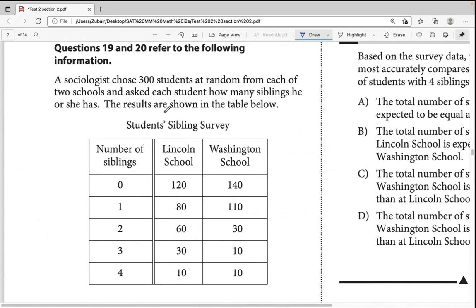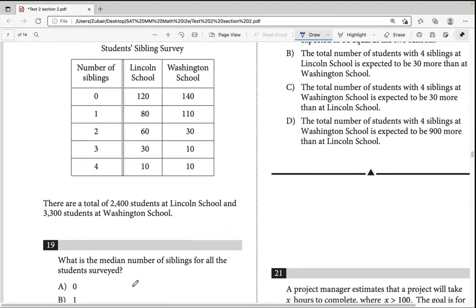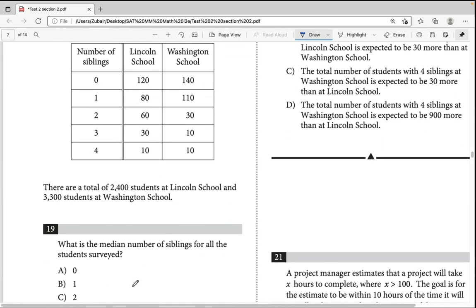19 and 20 depend on this data. A sociologist chooses 300 students at random from each of the two schools and asks each student how many siblings he or she has. The results are shown in the table. School, number of siblings. Okay. There are a total of 2,400 students at Lincoln School and 3,300 students at Washington School. What is the median number of siblings for all the students surveyed?